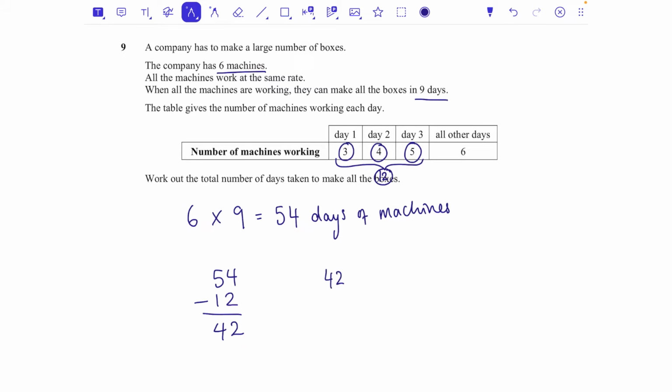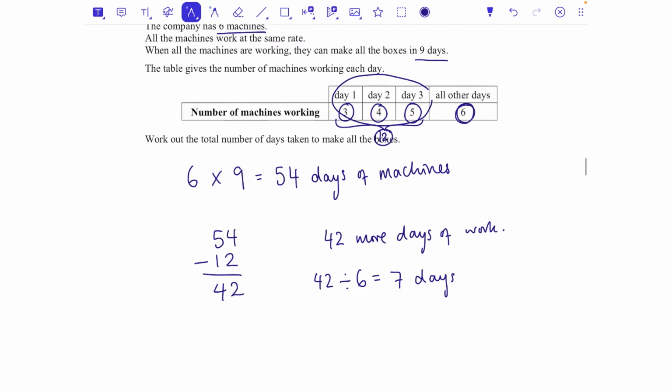So I need 42 more days of work. Now they don't need to be one day after the other. We've got 6 machines running each day from there on out. So I'm going to do 42 divided by 6 and that is 7 days. So I need 7 more days after these first 3 days in order for it all to get done. So that is going to be 10 days altogether.